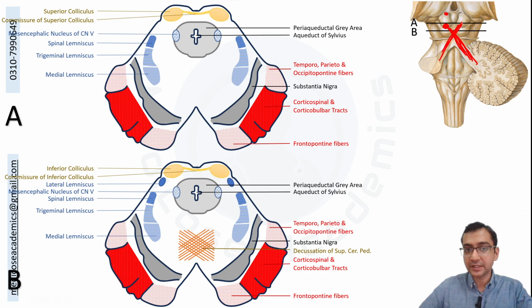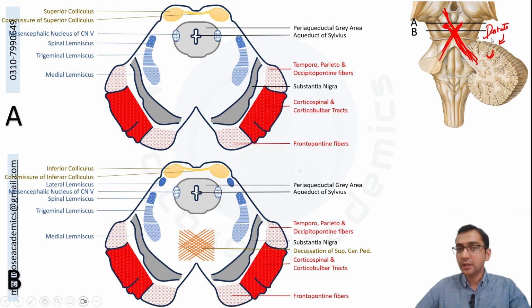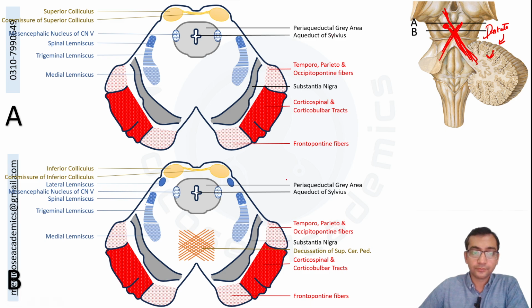So this is what we are seeing right now, and some of the fibers are crossing over to go to the thalamus directly too. So this is the dentate nucleus, the dentate nucleus of cerebellum. This one. So this is called dentato-rubral fibers or dentato-thalamic fibers.